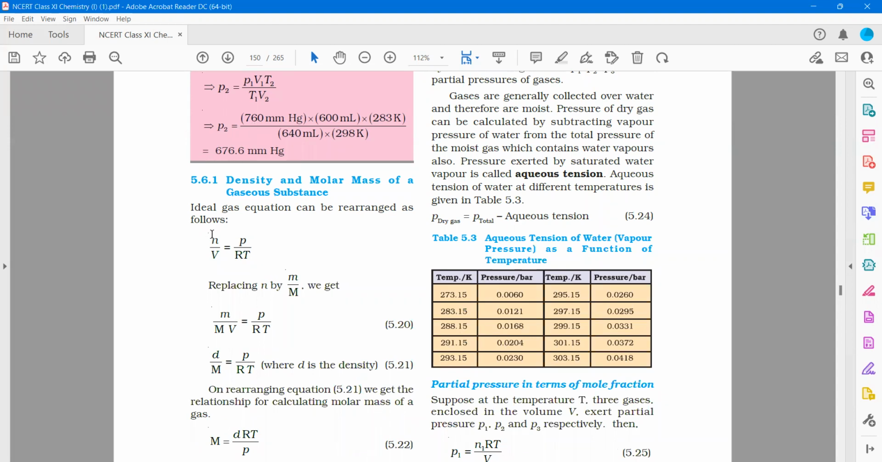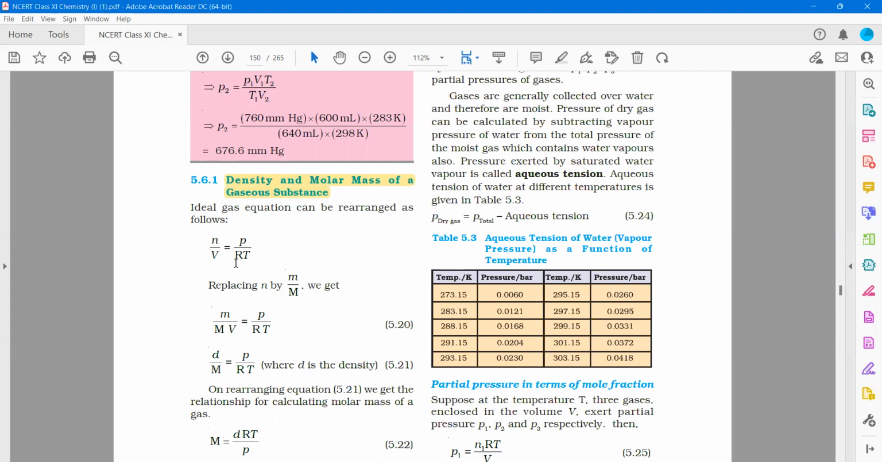So let us now move forward to 5.6.1, which is density and molar mass of a gaseous substance. Now we are correlating density and molar mass from the ideal gas equation. We know that the ideal gas equation is PV equals nRT, and then you will arrange it in such a way that you can write it as n upon V equals P upon RT.